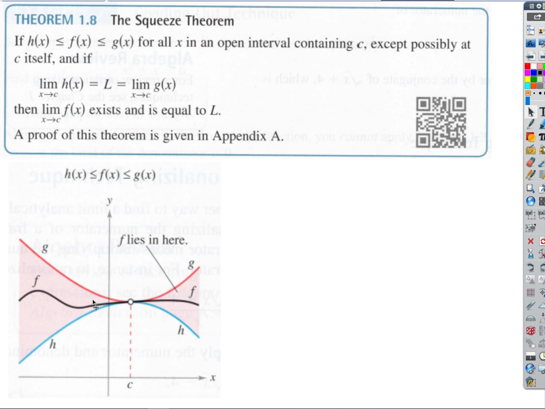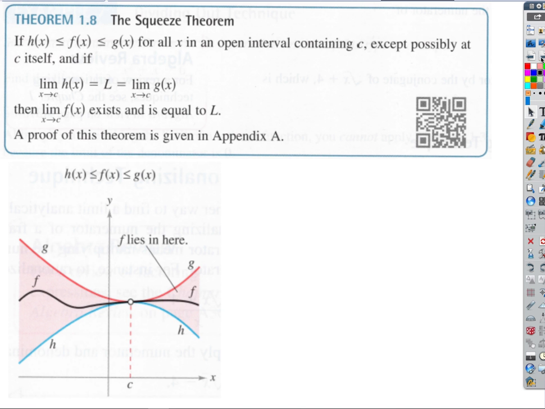So if that's true, then if the limit of h of x as x approaches c is L, and the limit of g of x as x approaches c is L, what does that say about the limit of f of x? It's got to be L, right? If the ceiling function and the floor function both converge to L, and f of x is guaranteed to be pinched in between those two, it's going to get squeezed to L also, right? And so it's really not that big a deal. That picture says everything about the theorem, right? But it's very useful here.